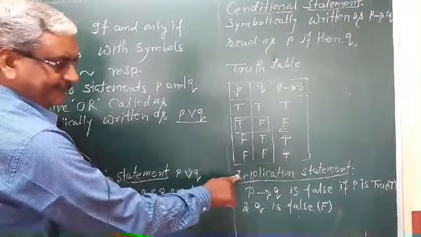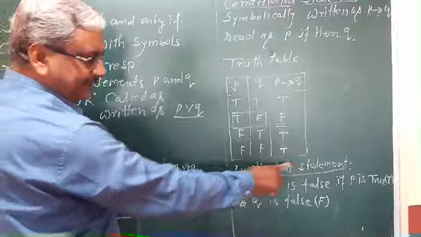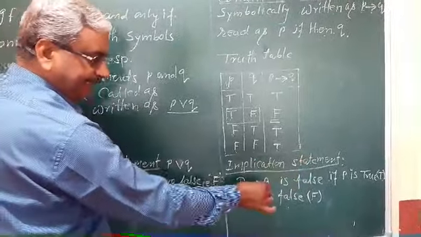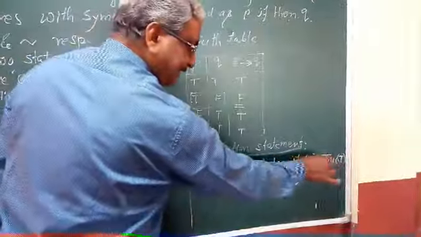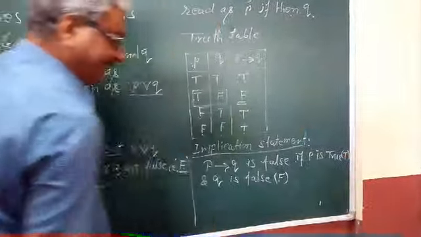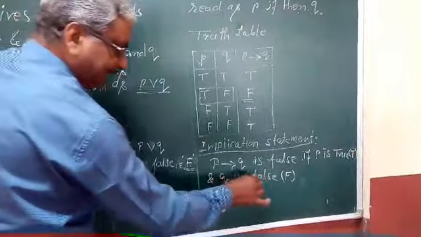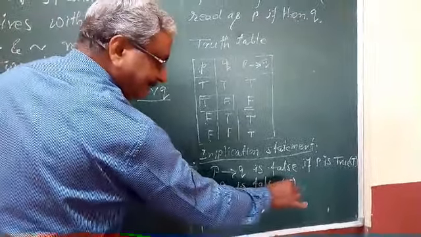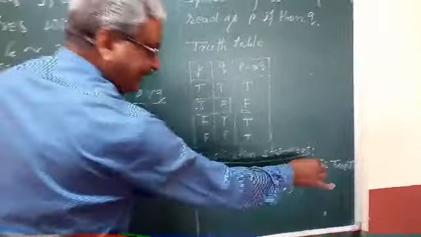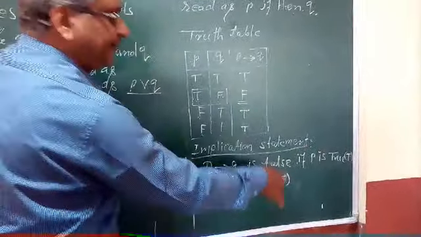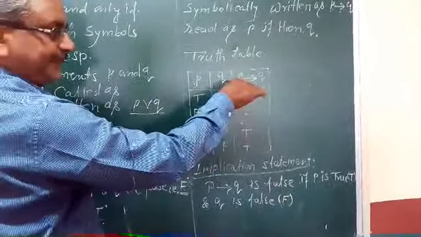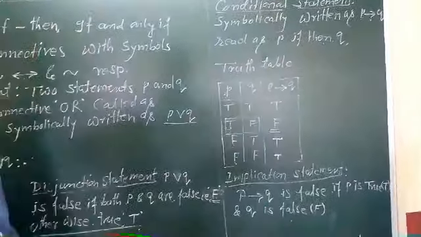Now we write here the rule for this implication statement. P implies Q is false if P is true, that is denoted by T, and Q is false, denoted by F. That means P is true and Q is false, that is the TF values. Your implication statement P implies Q is false.